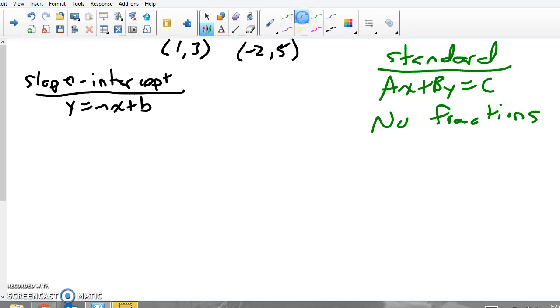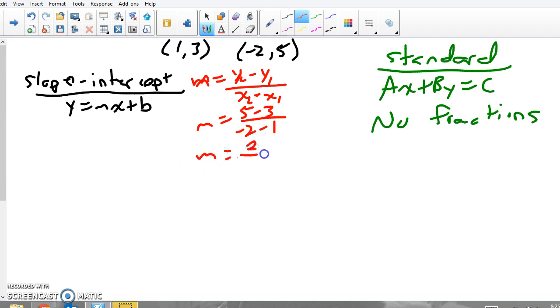All right, so we got to start with this equation. First thing we got to do is find our slope, which is y2 minus y1 over x2 minus x1. So that's going to be 5 minus 3 over negative 2 minus 1. Well, 5 minus 3 is 2. Negative 2 minus 1 is negative 3. So my slope is negative 2 over 3.